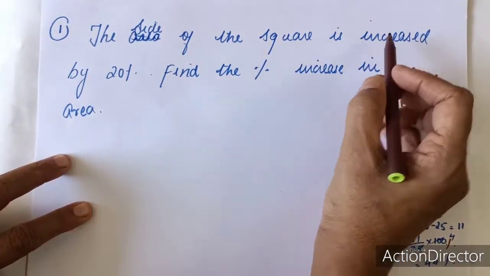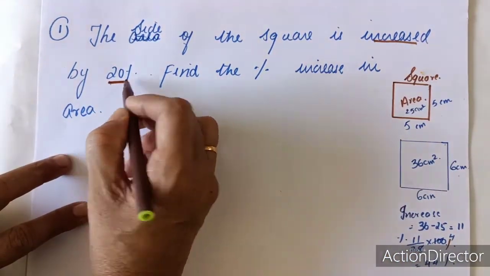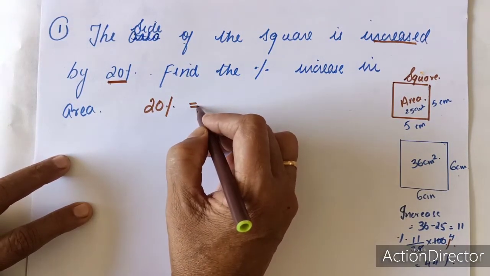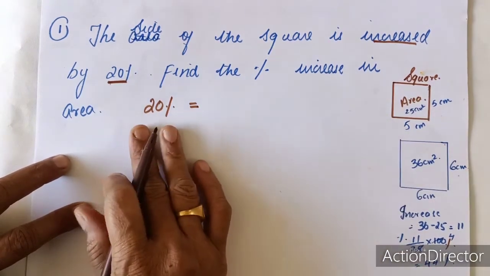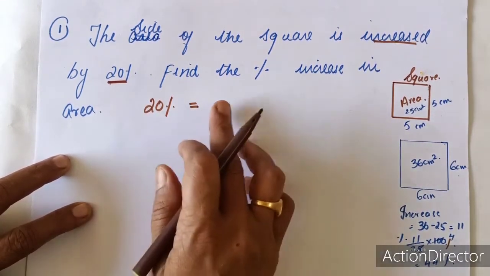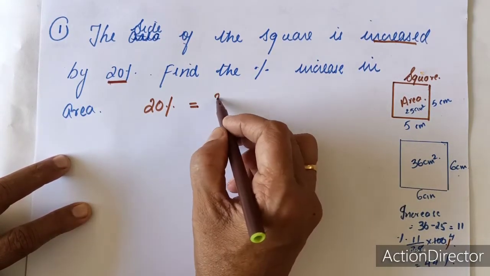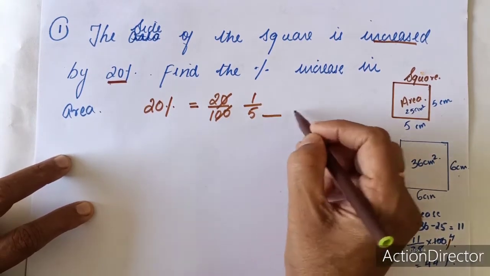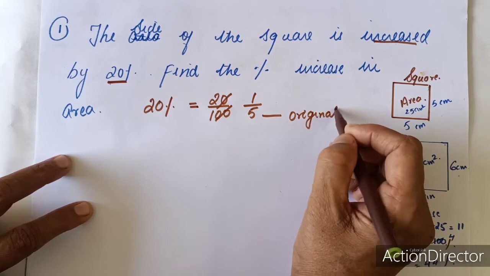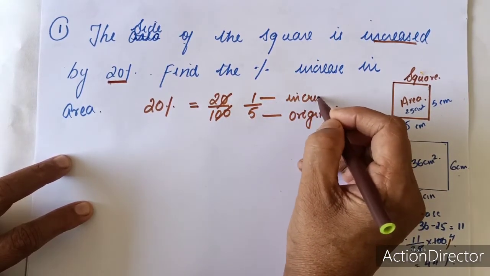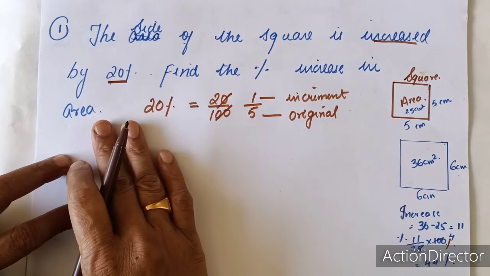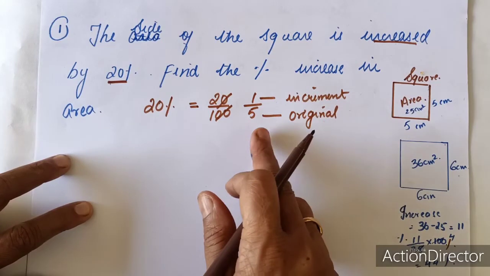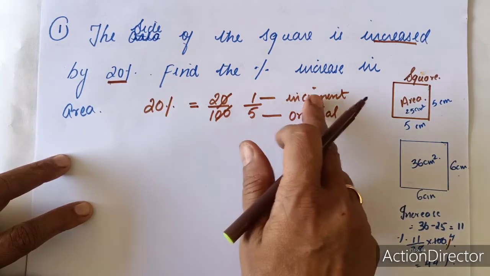So what is the increase in side? It is increased by 20%. So this 20% I am going to write in the form of a fraction. Already I told you so many times, always try to remember, express the percentage in terms of fractions. So 20% will be equal to 20 by 100, which is equal to 1 upon 5. Now this 5 denotes its original side and this 1 will be your increment. So always try to do the sum in ratio form. You will get the answer within a few seconds. So 20% is equal to 1 upon 5, where 5 denotes your original and 1 denotes your increment.